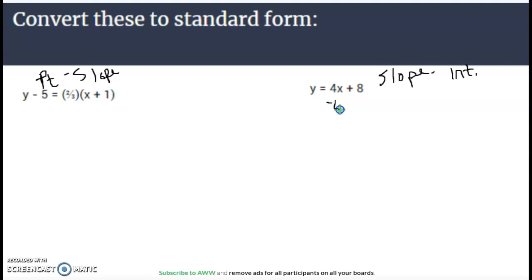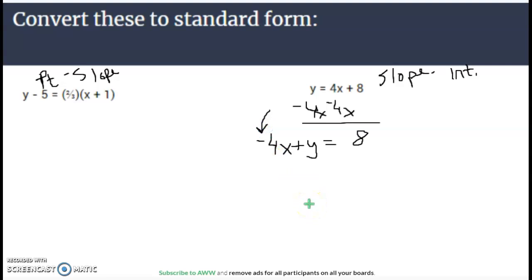If we take away 4x from both sides of the equation, look what we have left. 8 is over here, constants on the right side, got that. Then we have negative 4x plus y. Alright, it's almost in standard form. The one thing I don't really like is that negative right here. That negative should be a positive, and we can make it a positive, and that's fine.